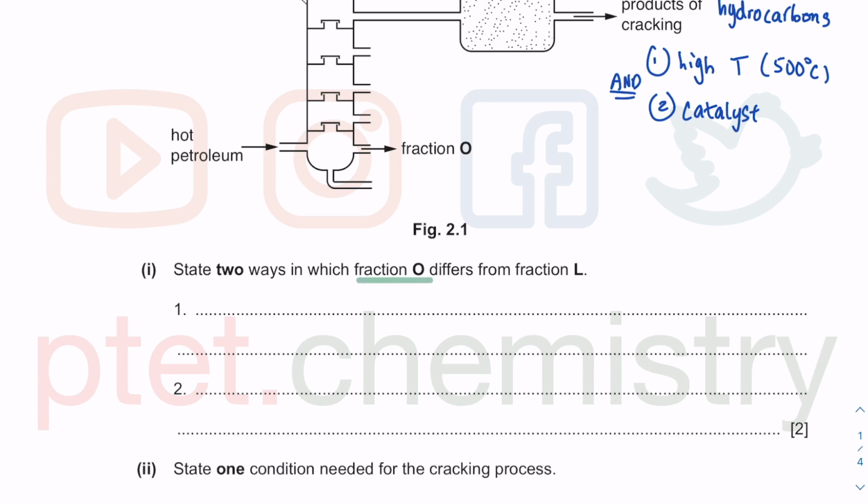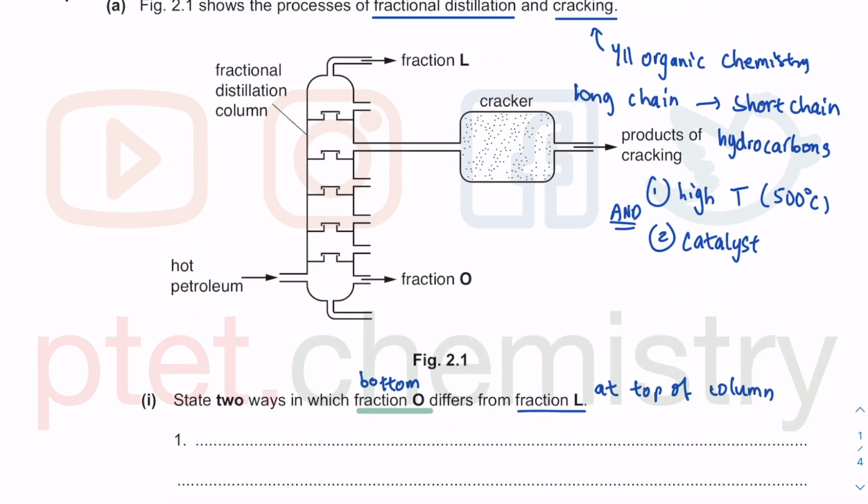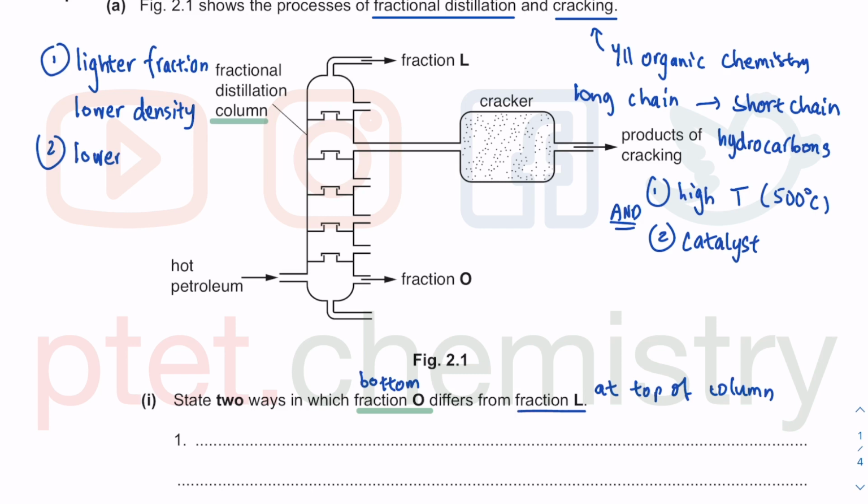So fraction O is further down at the bottom, whereas fraction L is at the top of the fractionating column. So these tall towers there is called the fractionating column or just the distillation column. The higher up you go, there will be the lighter fraction. The lighter fraction means you have lower density, and you will be the one that boils first. So you will have lower boiling point the higher up you go.